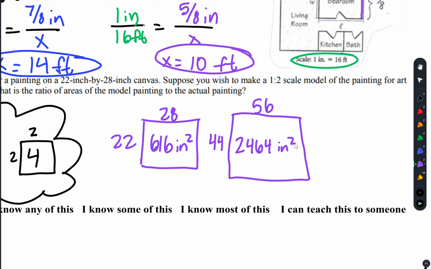And then from here, we can set up our ratio. I want the ratio of the areas of the model painting to the actual painting. So model comes first, 2,464, to the actual, 616, and then reduce that number. If we're lucky, if we did it right, it should reduce to a ratio of 4:1. Any questions on that?